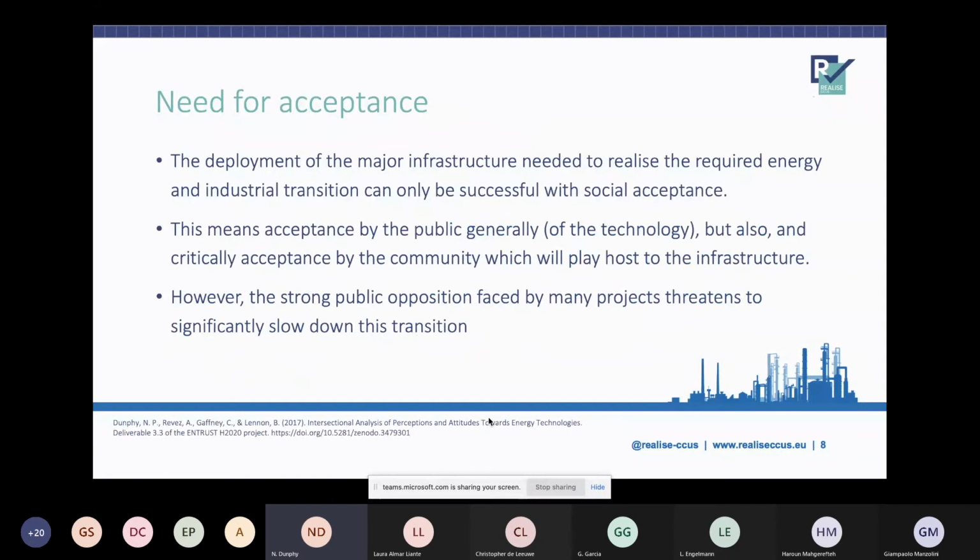So the deployment of the major infrastructure needed to realise the required energy and industrial transition can only be successful with social acceptance. Now this means acceptance by the public generally of the technology, of the type that the previous speaker was talking about, but also in the case of these large-scale projects. Critically, it also includes acceptance by the community which will play host to the infrastructure. However, the strong public opposition faced by many projects, whether it be in the energy domain, with CCS, or other related infrastructure, threatens to significantly slow down this transition.